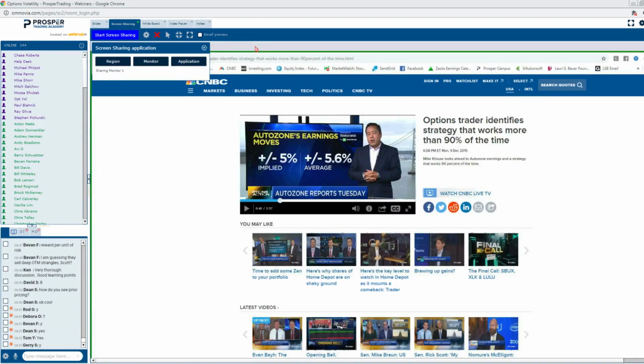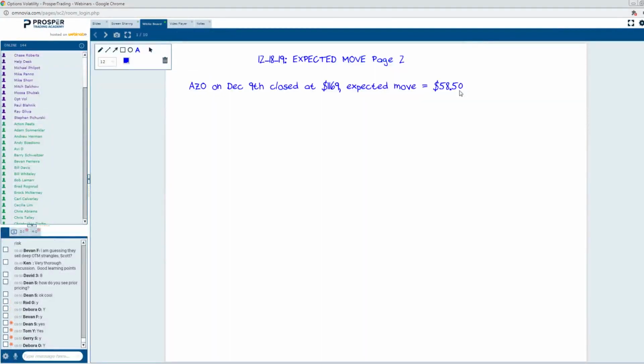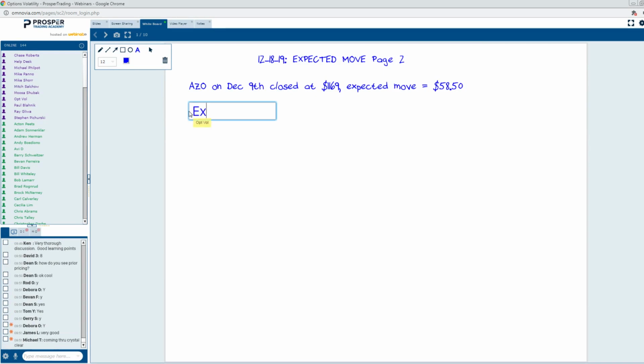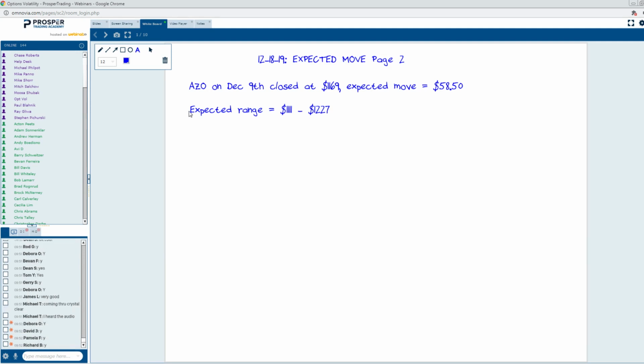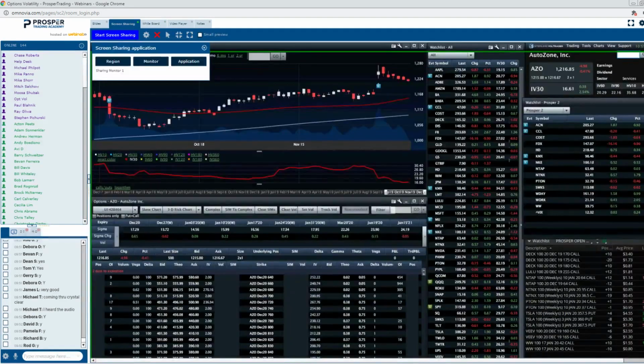All right, so let me take this off the screen for a sec. We'll go back to our whiteboard. So if the expected move was 5%, which is 58.50, that gives us an expected range of roughly 11.11 up to 12.27. Everybody agree with that? That would be the expected move, the expected range with a 1 standard deviation probability, or 67%. Now let's continue with the video here.